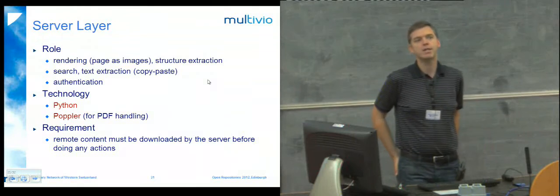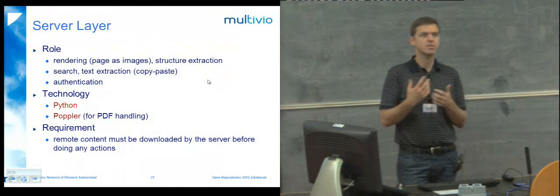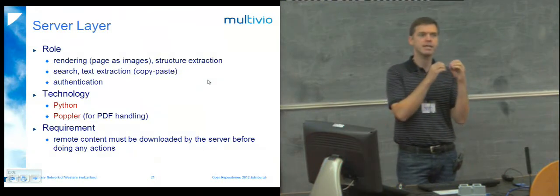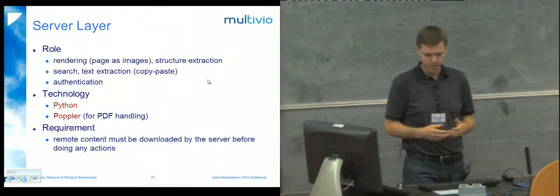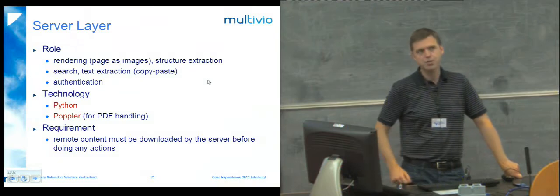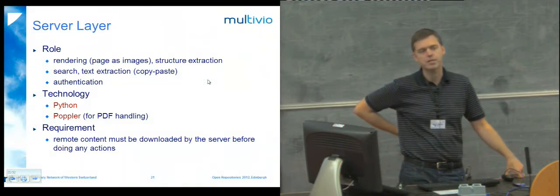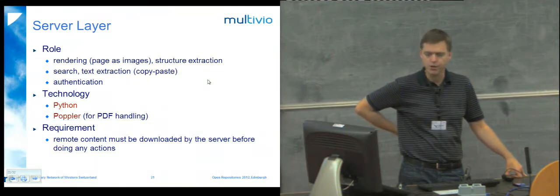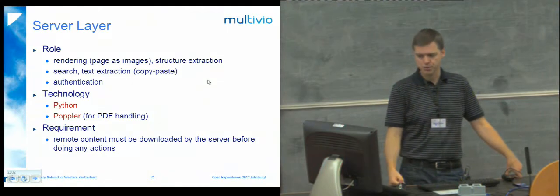The server layer does page rendering, search inside the documents and text extraction, and authentication also. So the server is performing the kind of microservices that the user interface needs in order to provide the content to the user. It's written in Python, and it uses Poppler, which is a very important component of Multivio. This is a library that is very well known, the base of several PDF viewers in Unix systems, and it's very fast and works very well. And Multivio uses it in order to process PDF files.